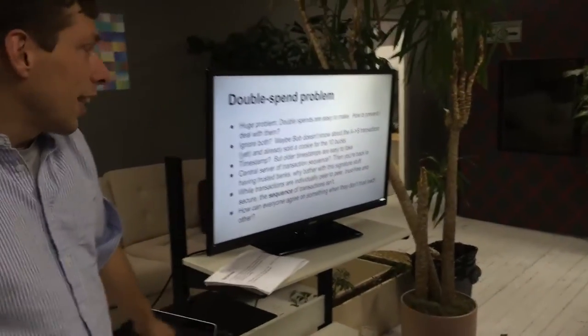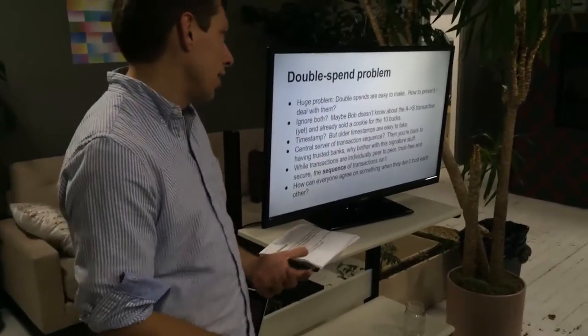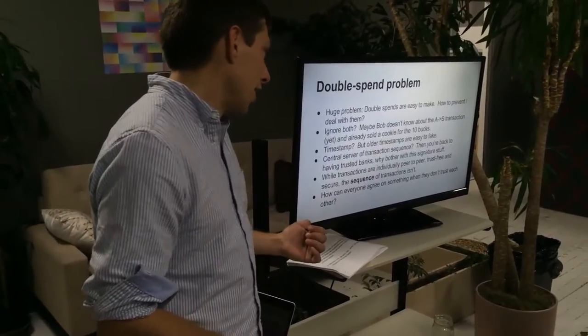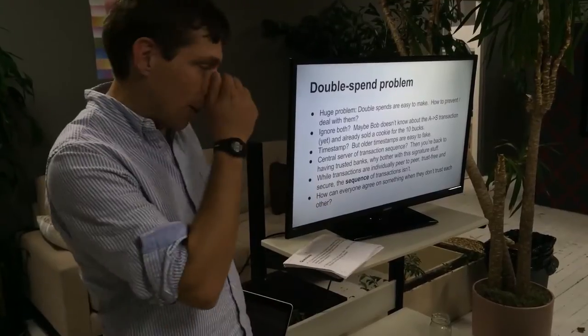It's a real problem, and this is what people were dealing with for a long time. Okay, how do you prevent or deal with these? You ignore both? Well, maybe Bob doesn't know about Alice's transaction yet, and he already gave the product, and afterwards this came out.